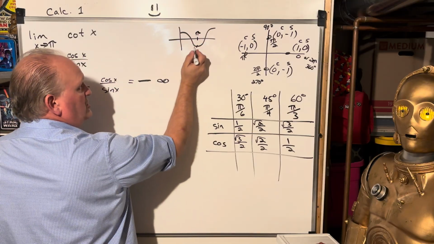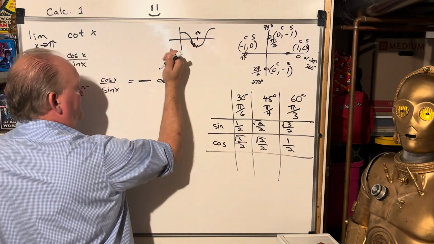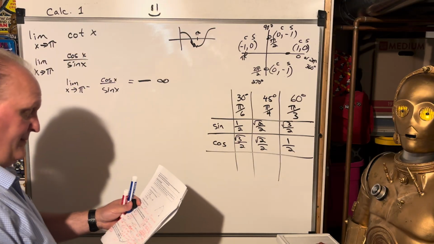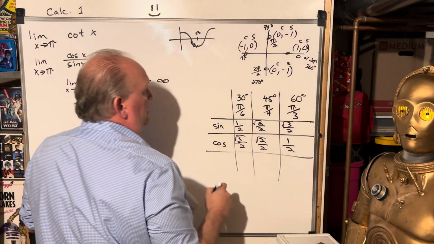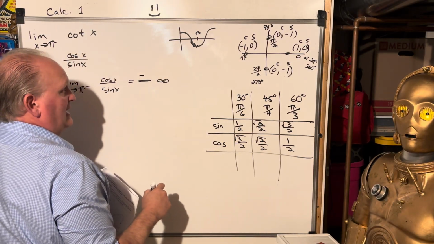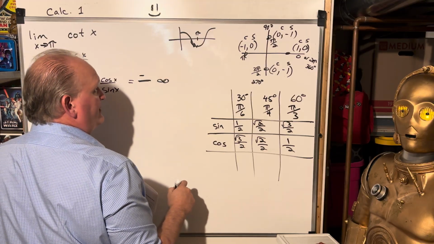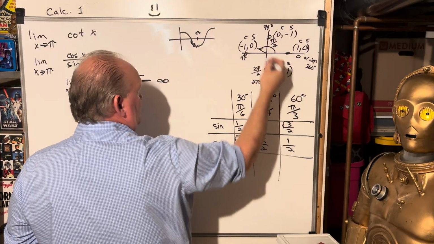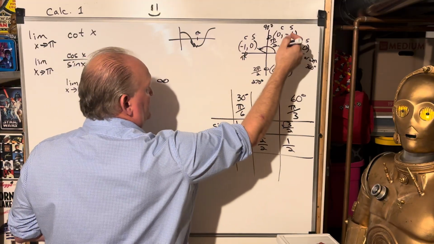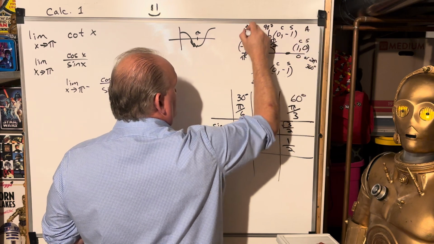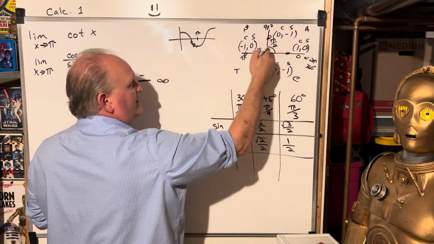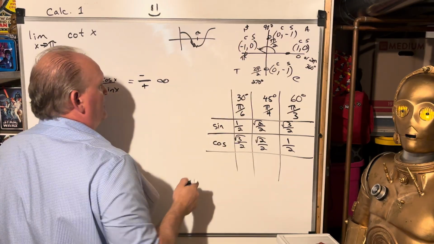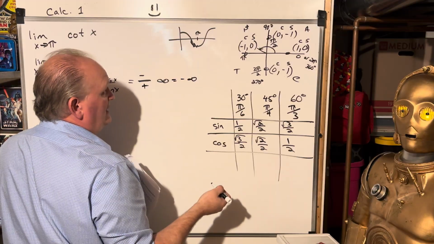And so as we're approaching from the left side of the graph, the cosine is negative, right? And as we're approaching, sine from the left side is going to be positive. We could also think of it like coming from this way. If we do all-star trig class, as I'm coming from this way, sine is going to be positive, cosine is going to be negative. And so that means that's going to negative infinity.